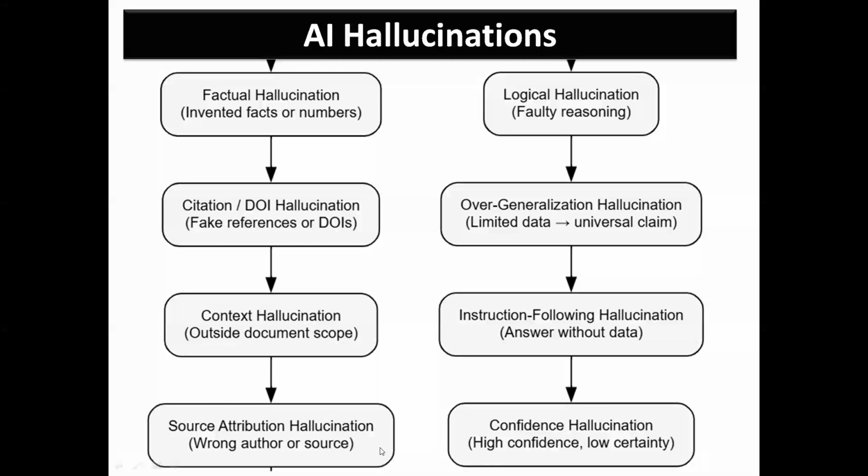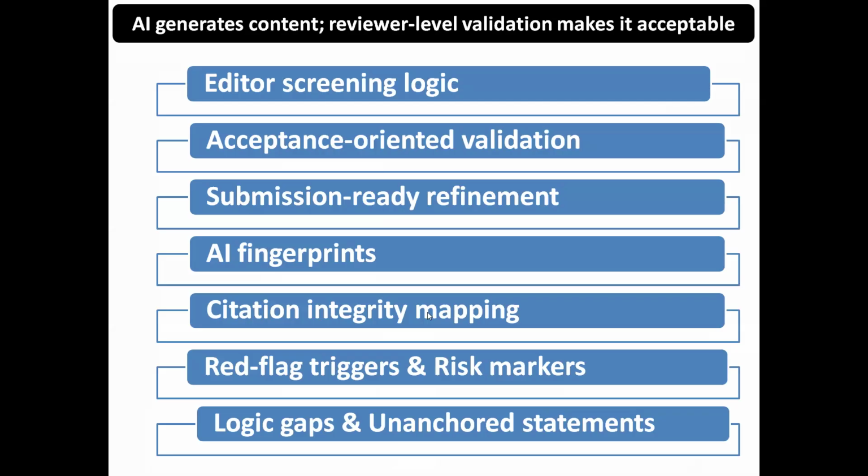So you can see that there are many types, and these are only a few, only 8 points I have written, but more than 200 types of AI hallucinations exist. These are only a few, because in slides it becomes difficult to write each and every name and description. Instruction following hallucination, logical hallucination, context hallucination, outside document scope. So many issues exist in case of AI content hallucination.